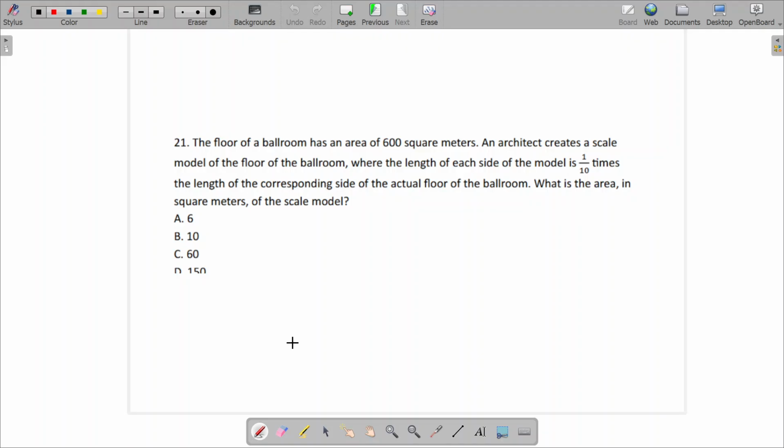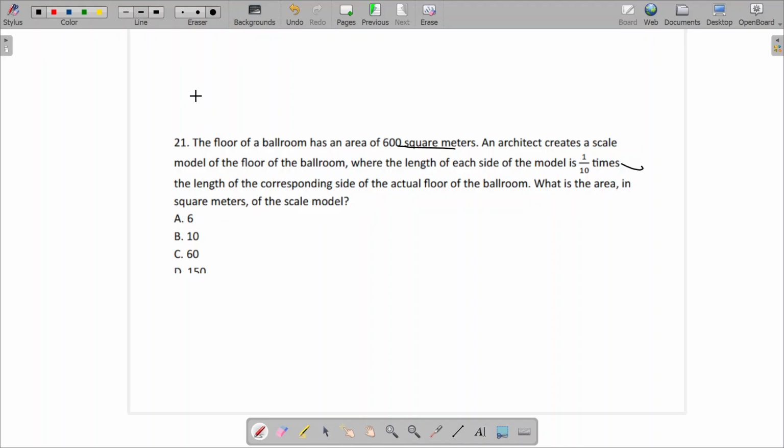So the question is, the floor of a ballroom has an area of 600 square meters. An architect creates a scale model of the floor of the ballroom where the length of each side of the model is 1/10 times the length of the corresponding side of the actual floor of the ballroom. What is the area in square meters of the scale model?